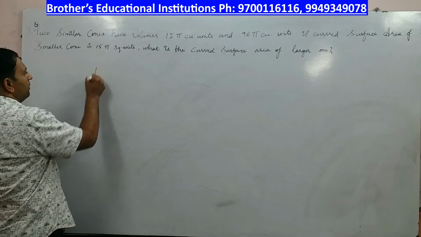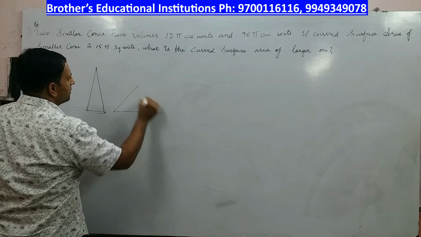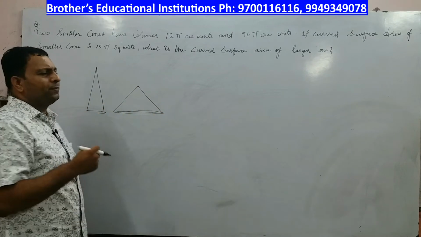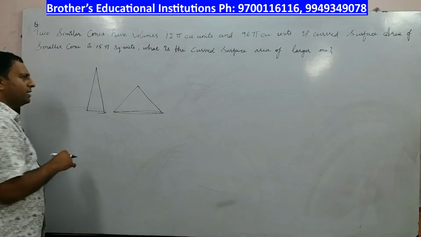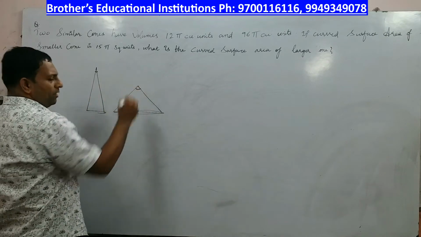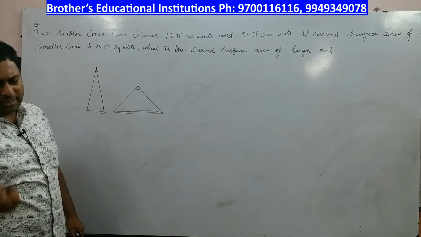Let me tell you, if I draw a cone like this and draw a cone like this, both of them are undoubtedly cones. But will you say they are similar? No, you won't say that they are similar. Why? Because this vertical angle is not equal. Whenever the vertical angle of a cone is equal, you will say that they are similar.